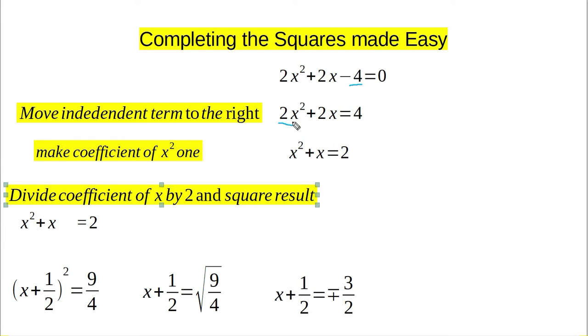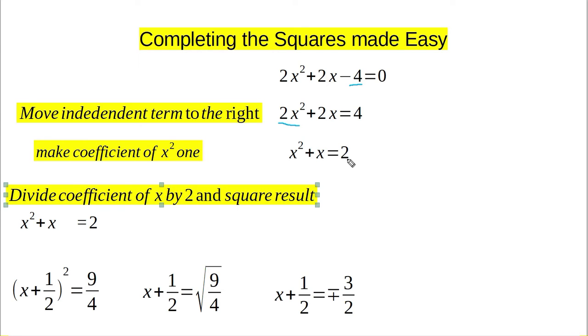So if we divide this by 2, this term by 2, we get x squared. Now we also divide this term by 2, so we now get x, and we divide this term by 2, we get 2. Now we are at this level.